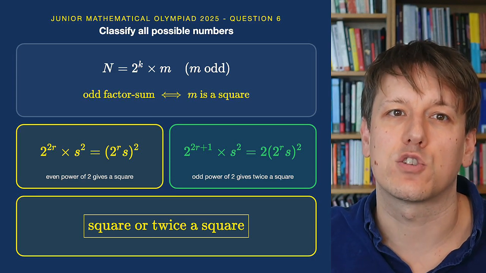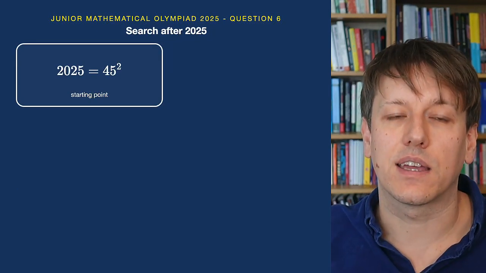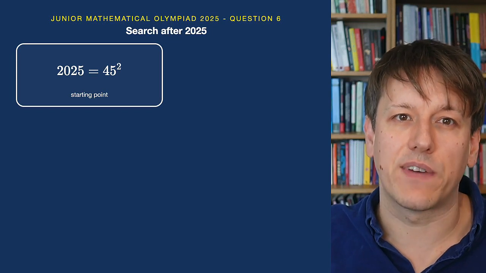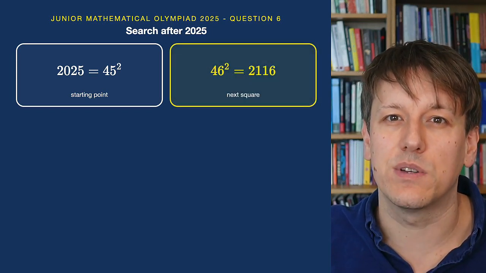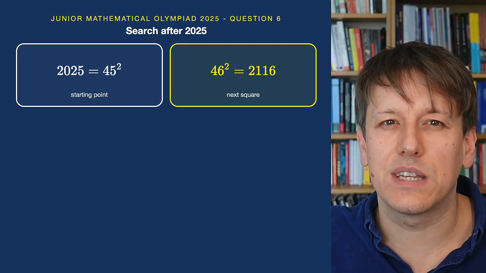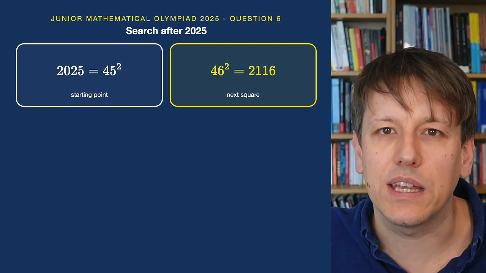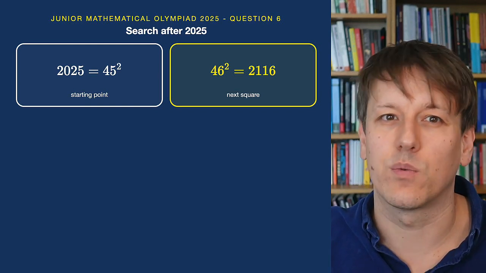Very, very difficult question. So 2025 is 45 squared, and that's why it gave us this odd sum of factors, because it is a square number. Now the next actual square number will be 46 squared, which is 2116. So all we need to do now is to check whether there's something in between, which is of the form 2 times a square number, because that could also work.